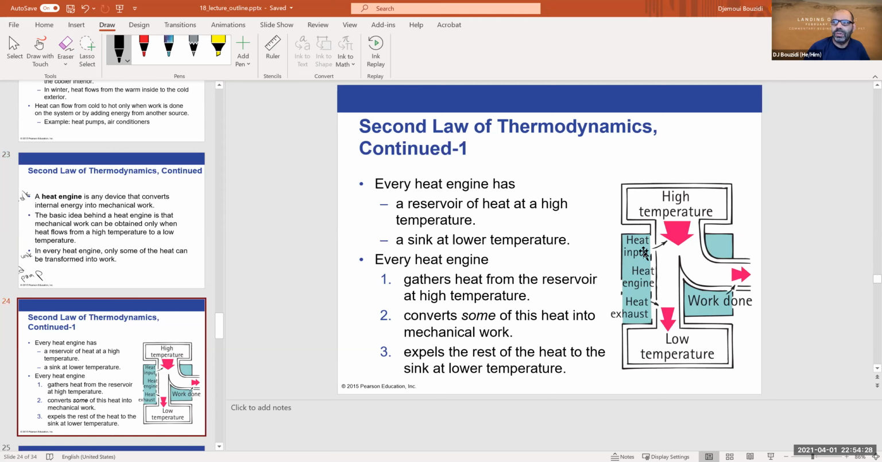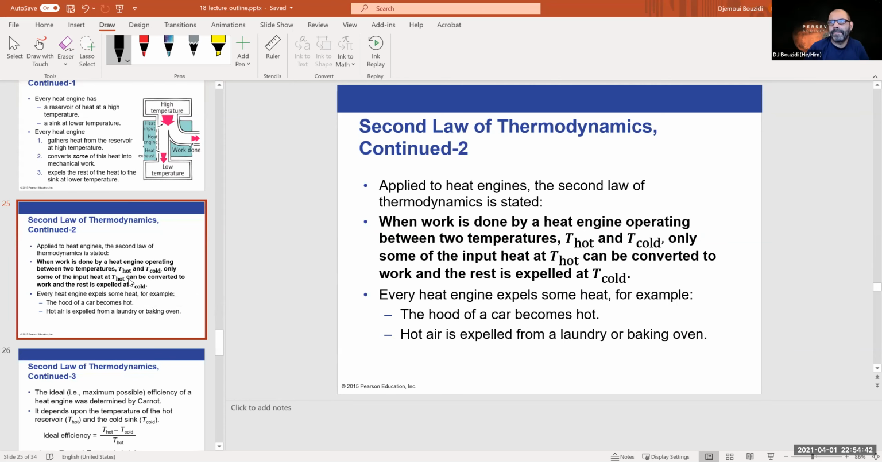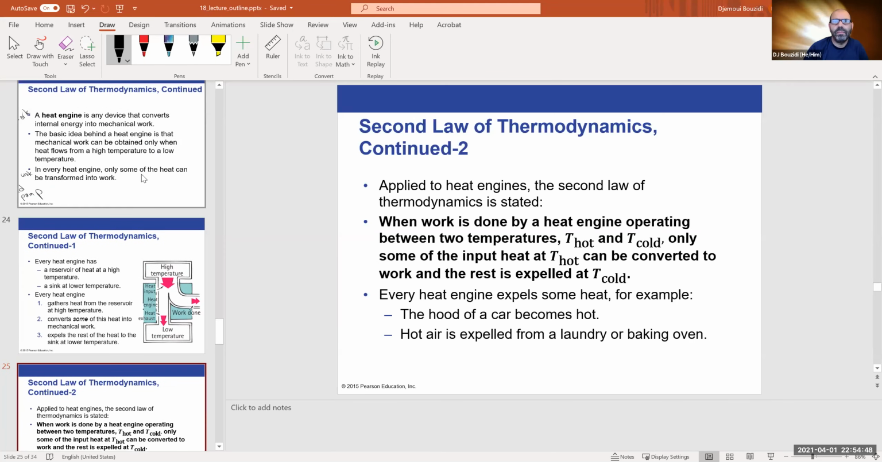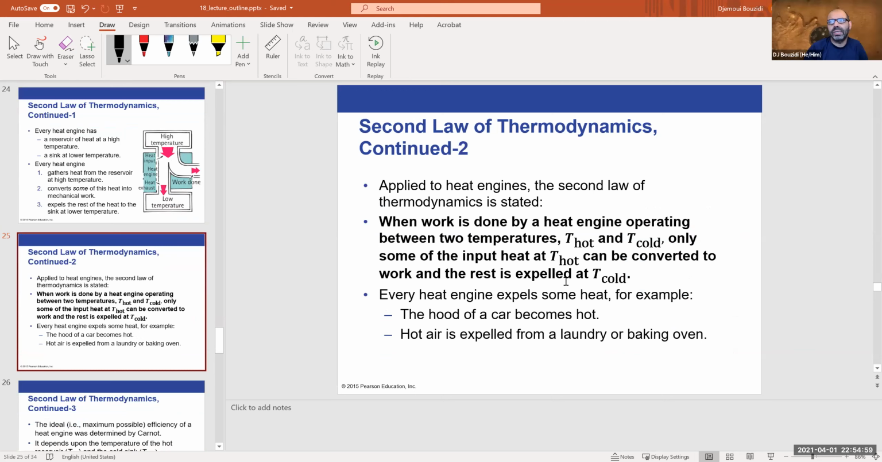Okay? So the heat input, this is what the heat engine is. So it's operating between two temperatures. The temperature of the high source and the temperature of the cold source. This is sometimes used as T hot, and this is T cold. So that is basically the terminology that you will see in there, T hot and T cold. Only some of it can be used for an engine, okay?